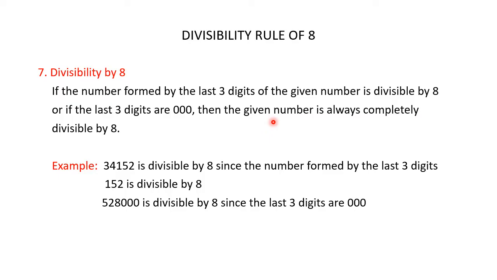Let's understand this with examples. Consider the number 34152. Here the last three digits 152 form a number 152, which is divisible by 8. So this number is divisible by 8. Consider the number 528000. This number is divisible by 8 since the last three digits are 000.